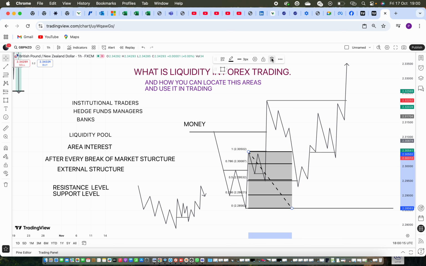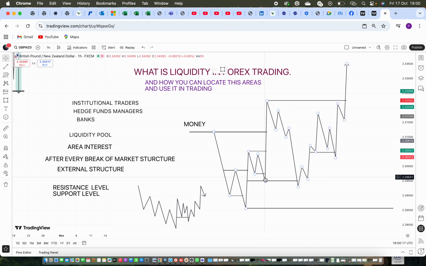So you, as a trader trading this market, need to understand that most of the time you're going to have a high chance of a profitable trade when you are taking your orders after every break of market structure below the 50% of that move.